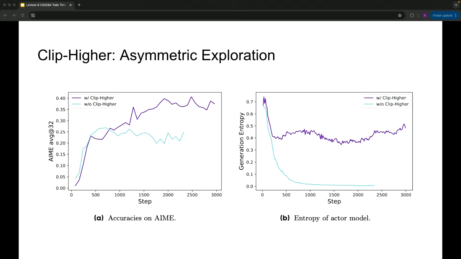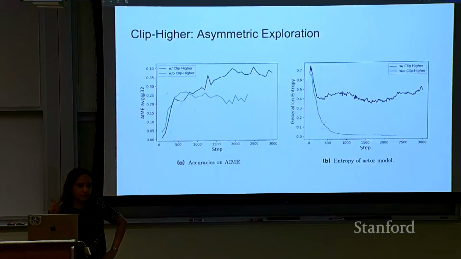In terms of graphs, what that roughly meant was that if you allowed clipping higher, if you allowed asymmetric clipping, the purple plot shows that you could achieve much higher accuracy, and your entropy on the right side stayed more stable and did not collapse. So this is higher accuracy, and the entropy is looking nicer, and if you did not do asymmetric clipping, then your entropy has collapsed. Entropy is a proxy for how much exploration is possible in the model.